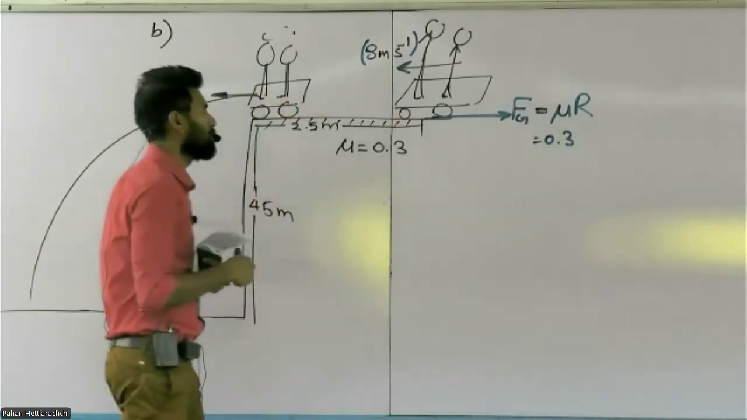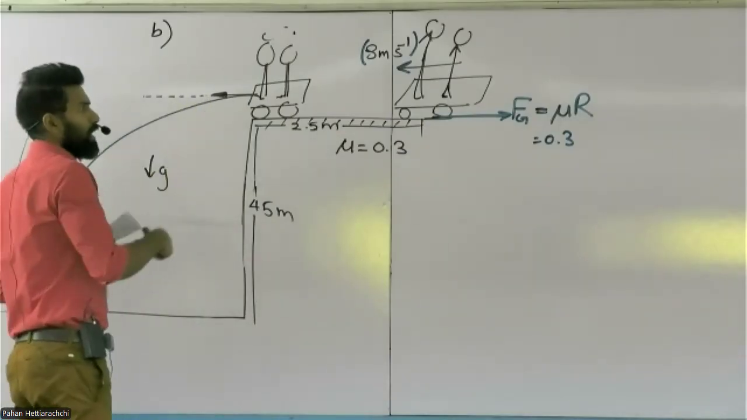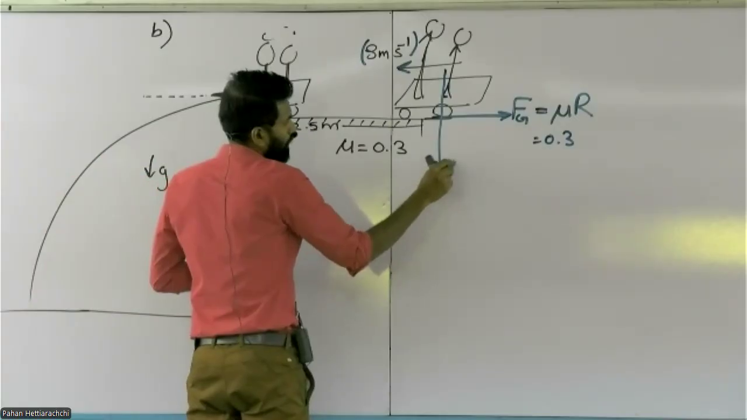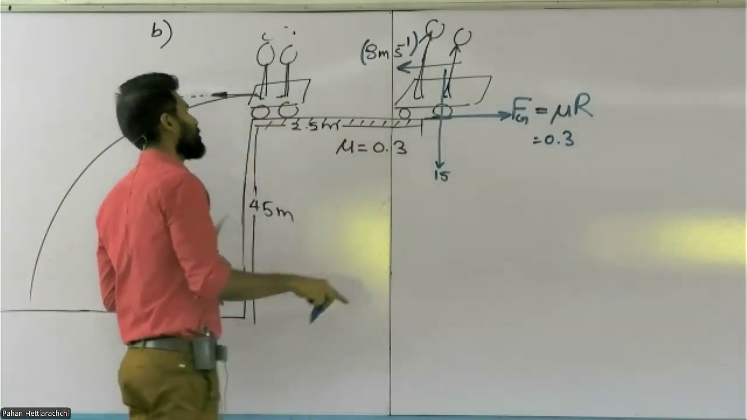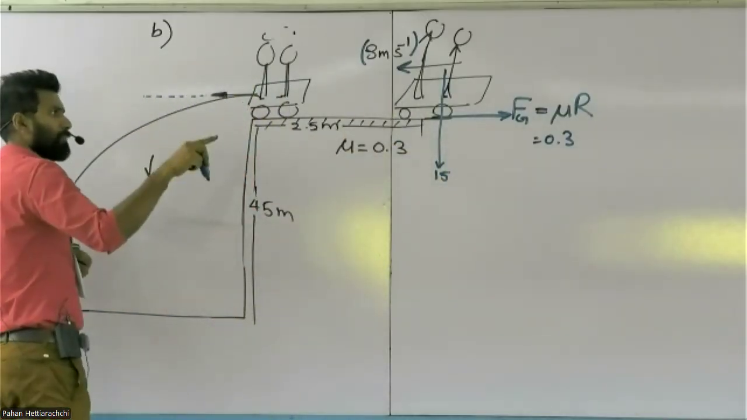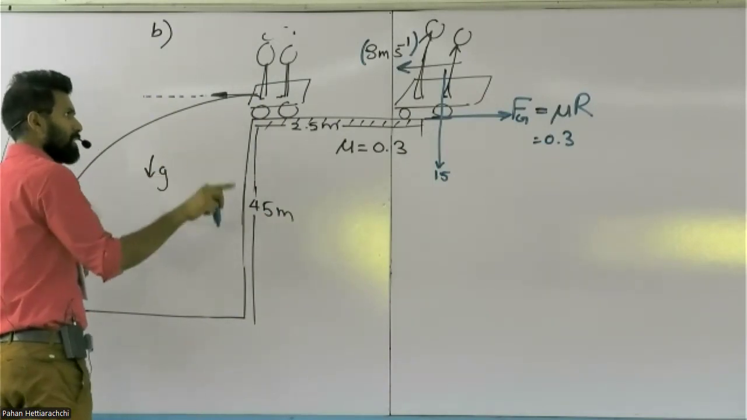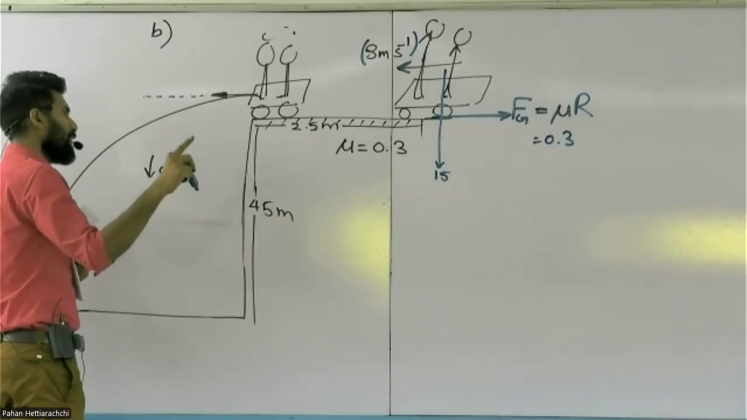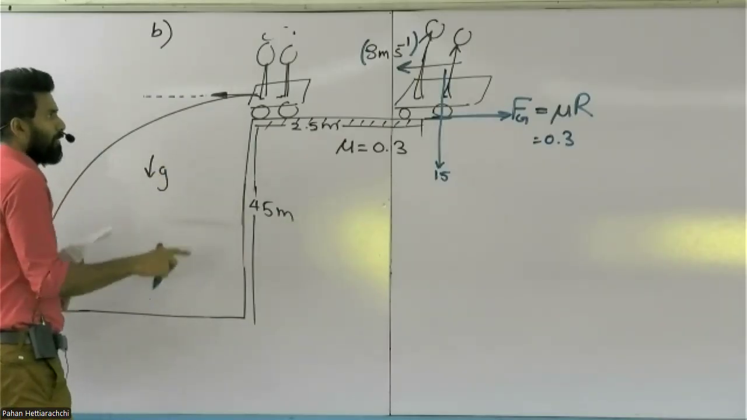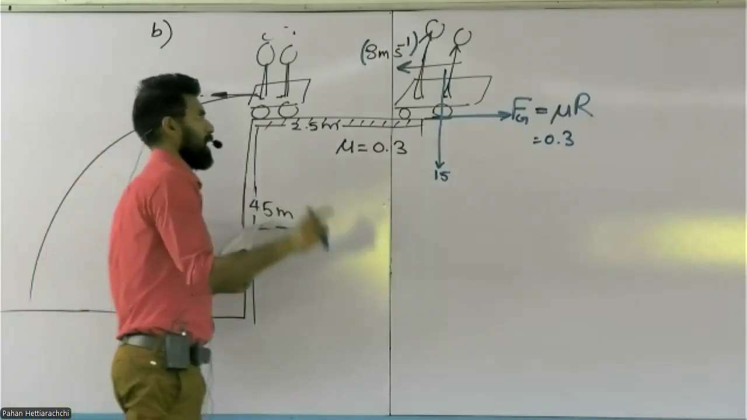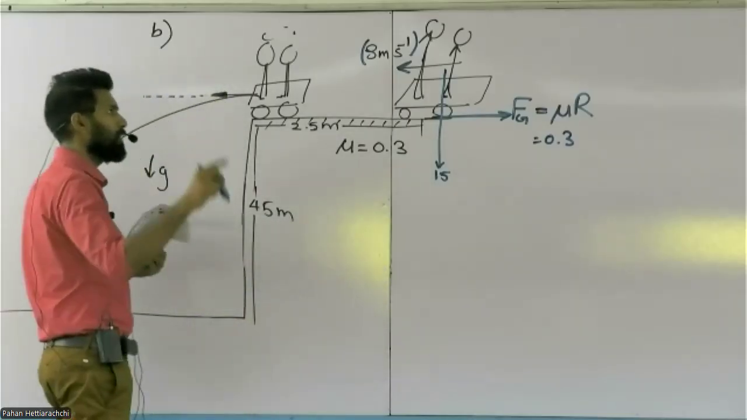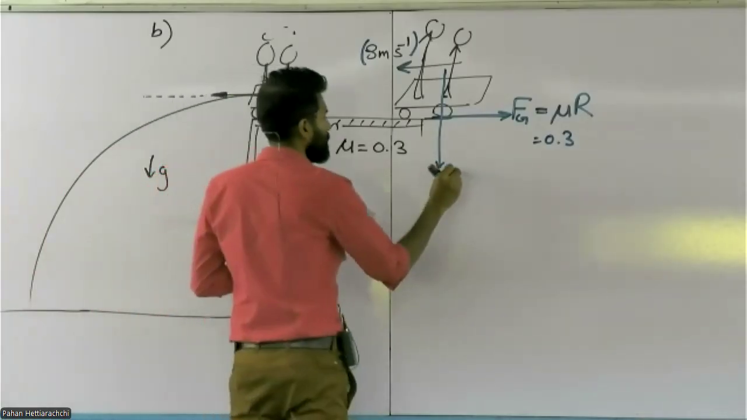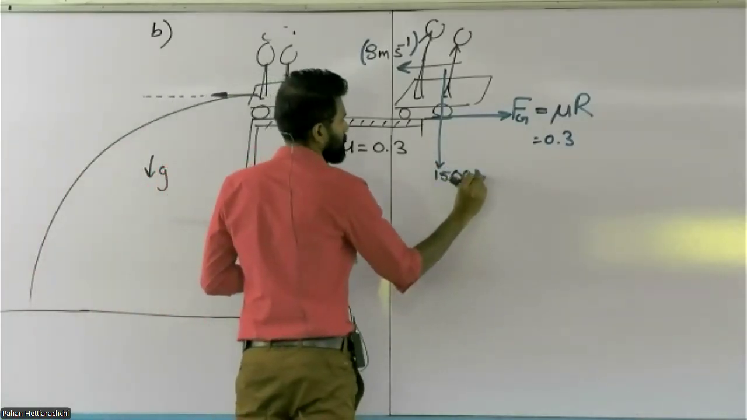What is R? The combined weight. The trolley has a mass of 2 kg, and the first man has a mass of 52, so altogether there are 60 kilograms. And the next person is 90 kilograms. So altogether the mass is 150 kilograms, so the weight is 1500 newtons.